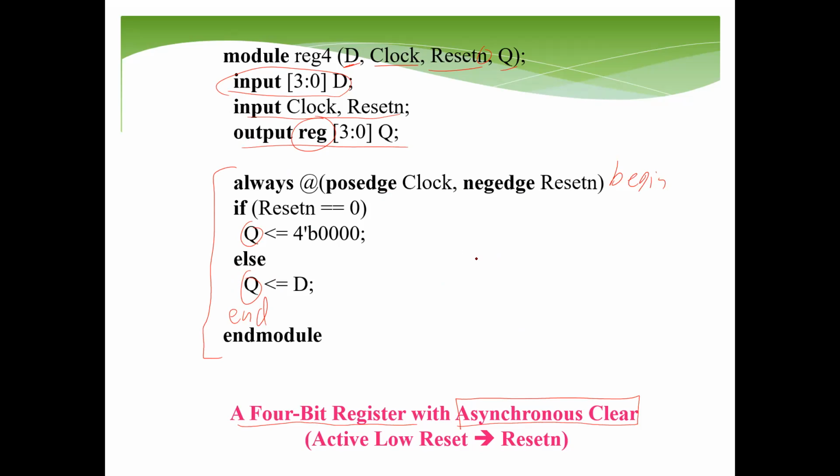Now, since this is an asynchronous reset, I have to add it to my sensitivity list. And I'm going to access my always block at the positive edge of clock. Now check if reset equal to 0. That means I want to reset. So let Q equal to 0. The output of the register will be 0. Else, that means we are not resetting. Just read whatever you have in D and put it in Q. Important to note here that we are using non-blocking assignment for that.